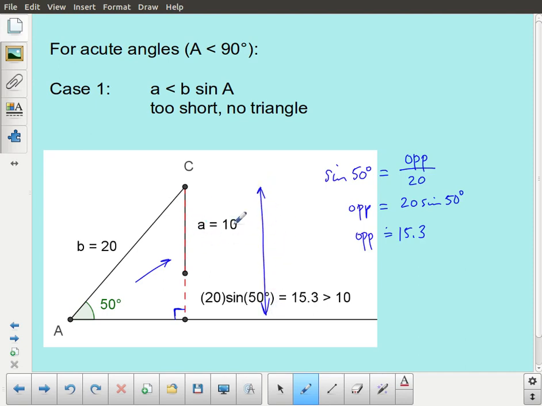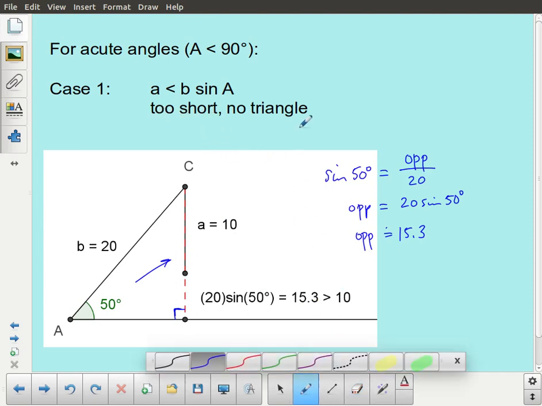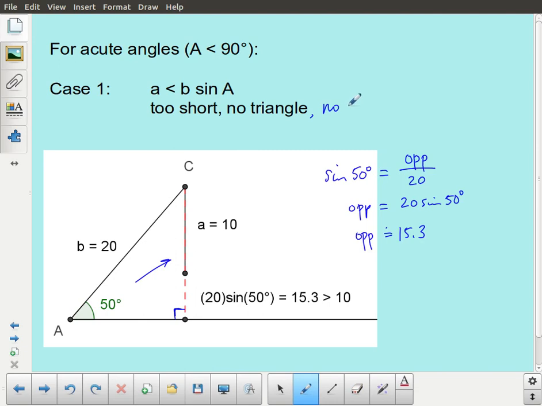If the length of the string, or the length of this side, is less than 15.3, you can't touch the ground, and therefore you can't have a triangle. And if you can't have a triangle, you have no solution. No triangle means no solution. So that's our first case. You can see this is how we get no solution. Physically, this is not possible. But what this is saying is that if you're just given a set of numbers related to a triangle, not all of those numbers actually make a triangle. So this is one of those cases.